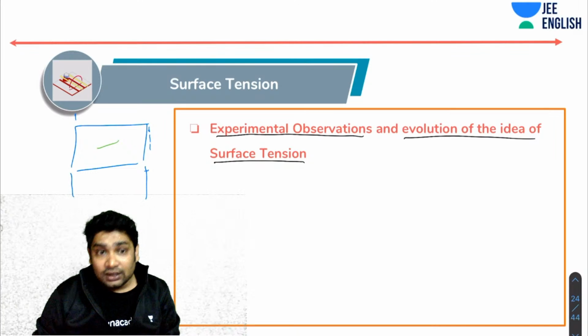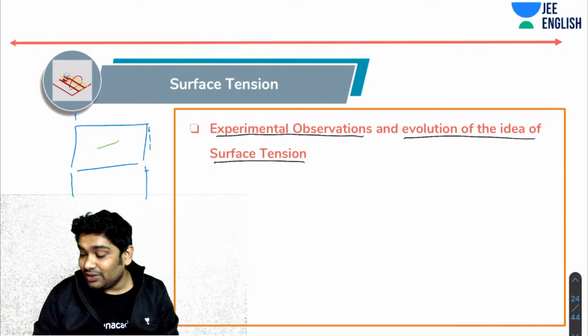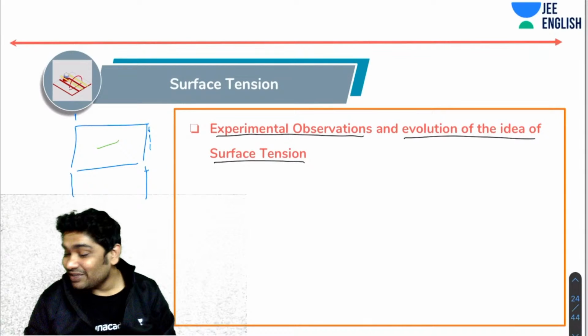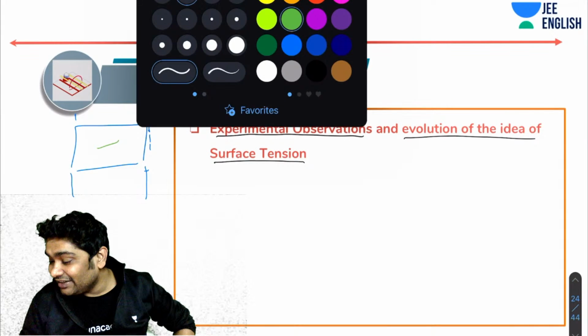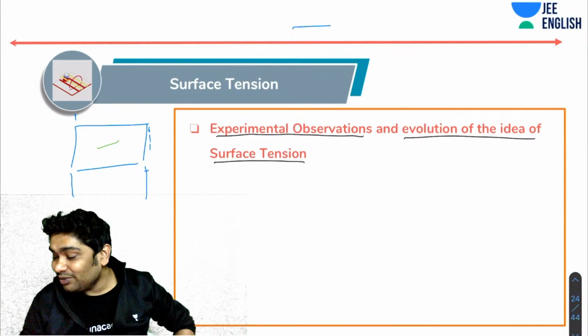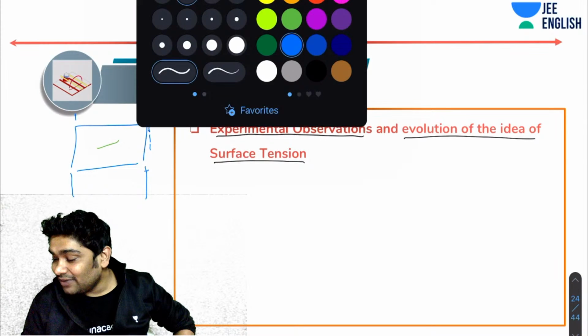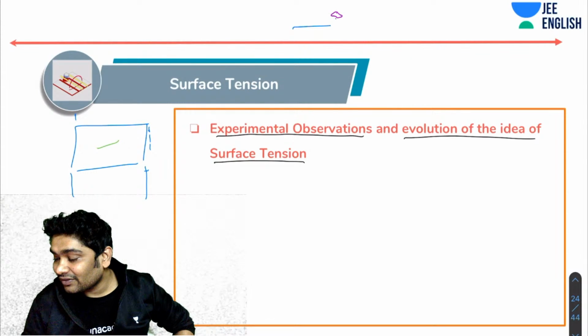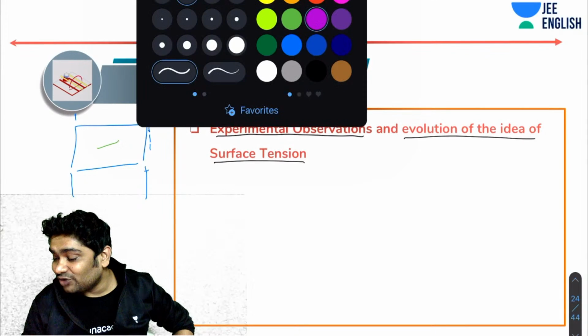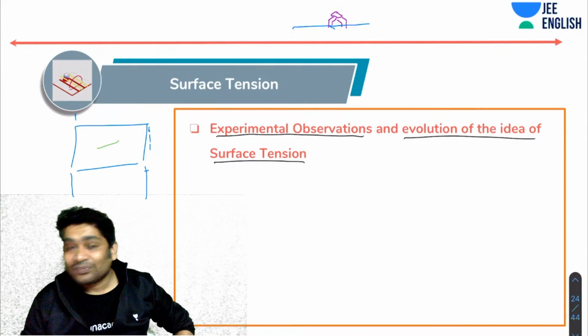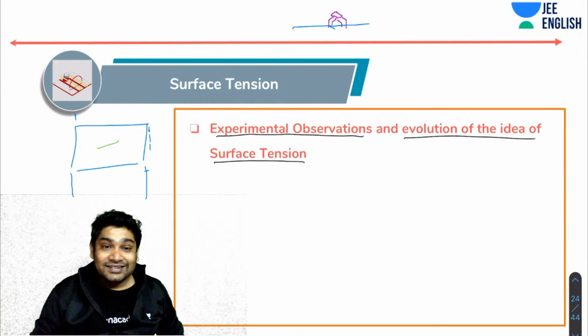So how is it possible that if an iron pin is gently placed on a surface, it keeps on floating? Another thing you must have noticed is that mosquitoes can sit on the surface of water. Imagine you have a mosquito, and this mosquito can sit on the surface of water. Now how is that possible?